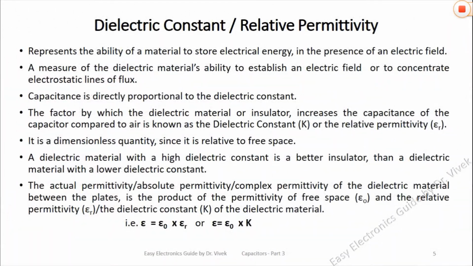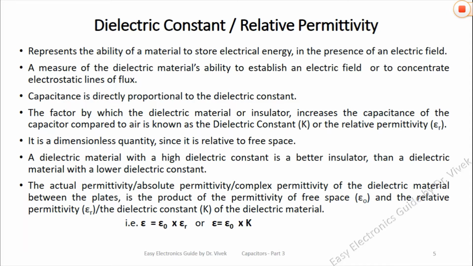The dielectric constant represents the ability of a material to store electrical energy in the presence of an electric field. Capacitance is directly proportional to the dielectric constant. The factor by which the dielectric material increases the capacitance of the capacitor compared to air is known as the dielectric constant or the relative permittivity.